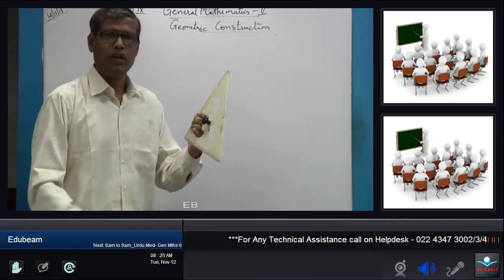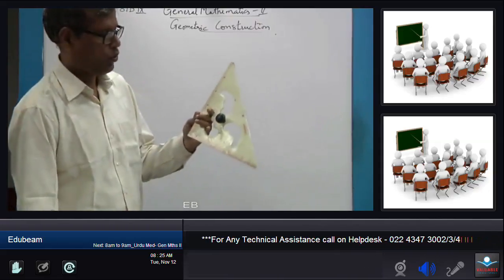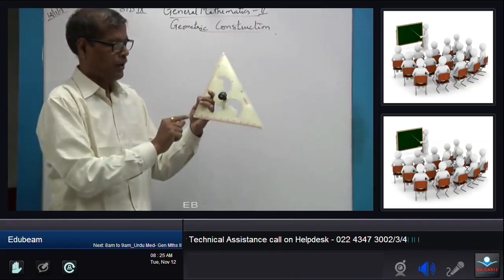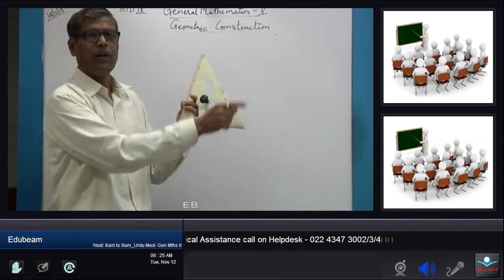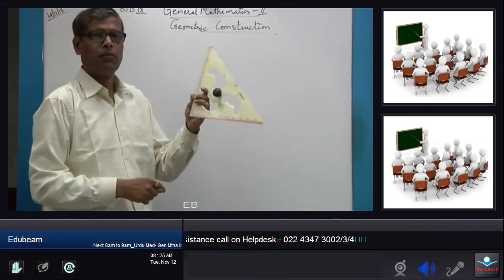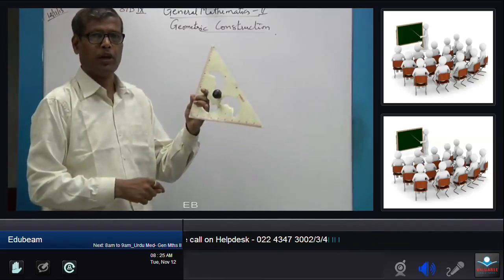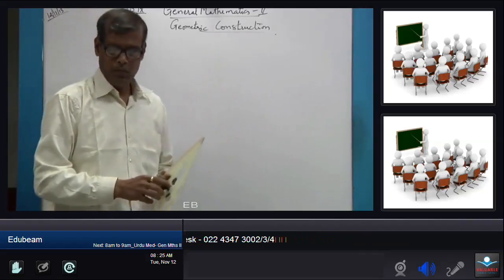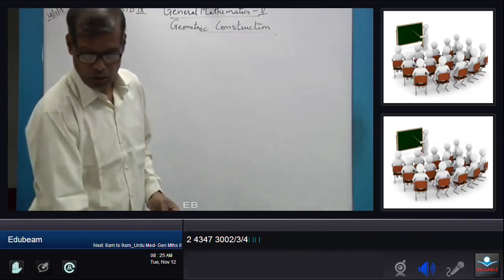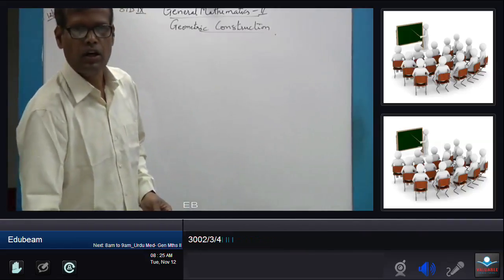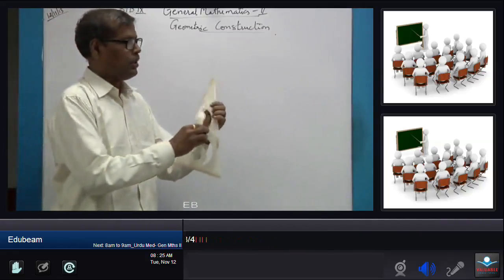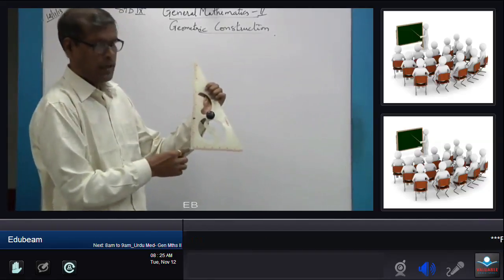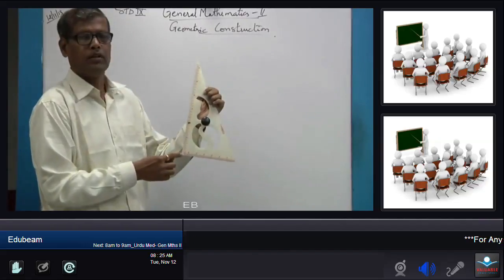So once you know this thing, the compass and its instruments, let's go for the theory and see what you are going to do. The basic concepts in your geometry. First one, I'll write down some questions on the board, and in that we will solve it out later.